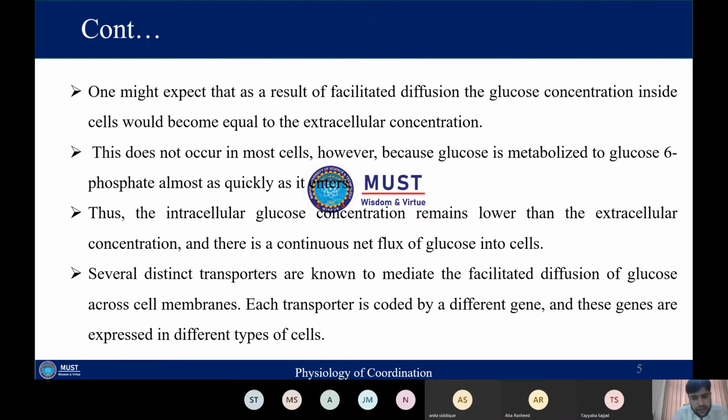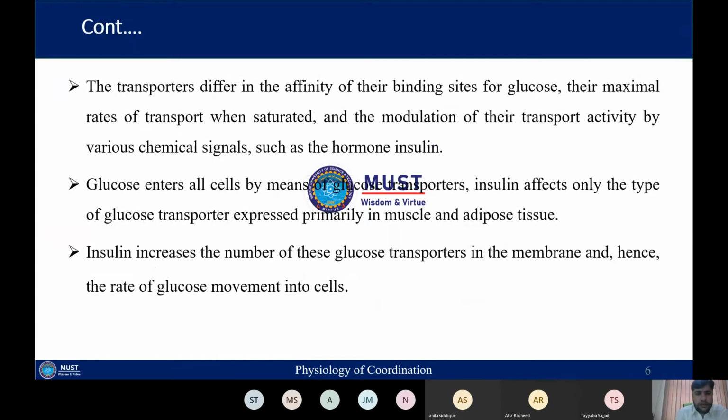They are coded by different genes, and those genes are expressed in different types of cells. Transporters also differ in their affinity for binding the glucose molecule. The maximum rate of transport is achieved when the glucose carrier proteins, the GLUT molecules, are completely saturated, meaning there is no more binding site available for further binding of glucose to these GLUT transporter molecules.